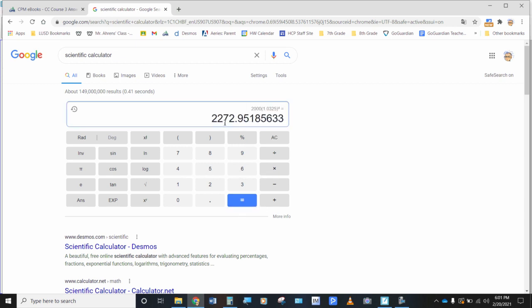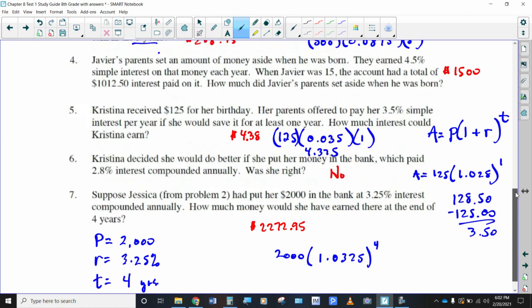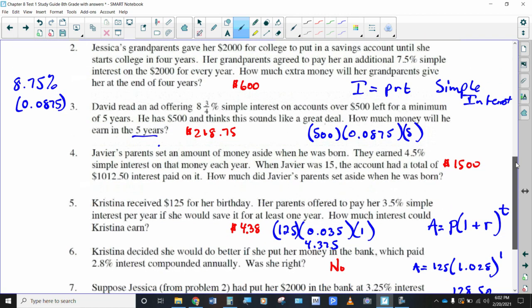And you get $2,272.95. Is that what I wrote down there? And yes, that's what I wrote down there. So how much would she have earned at the end of that time period? For this one, she earned $600.